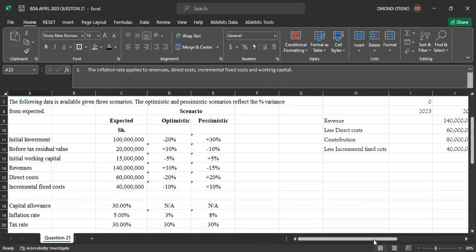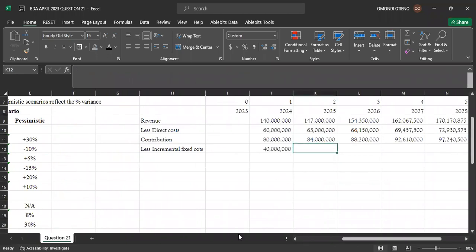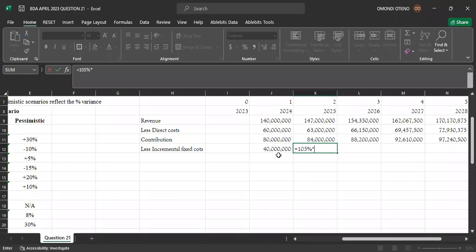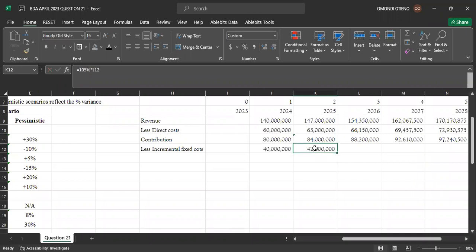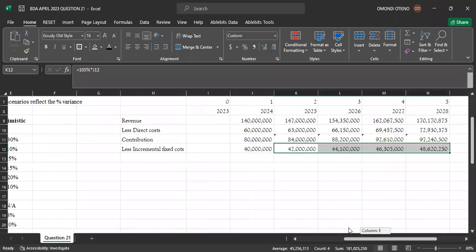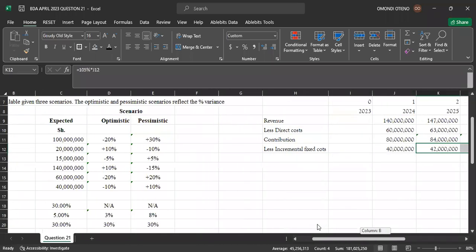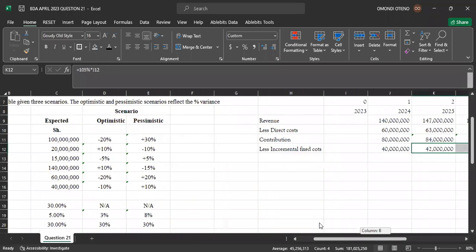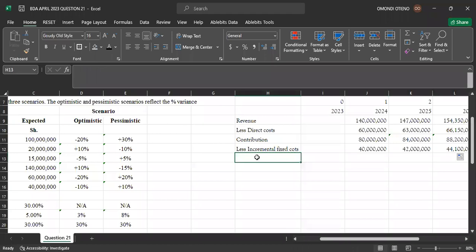So I basically come to this point here. I have my 105%, then I multiply by the initial amount of 40 million. If that is done, I'll be able to get the values up to 2028. Then I will get my profits. So less incremental fixed cost, I'll have now operating profit.